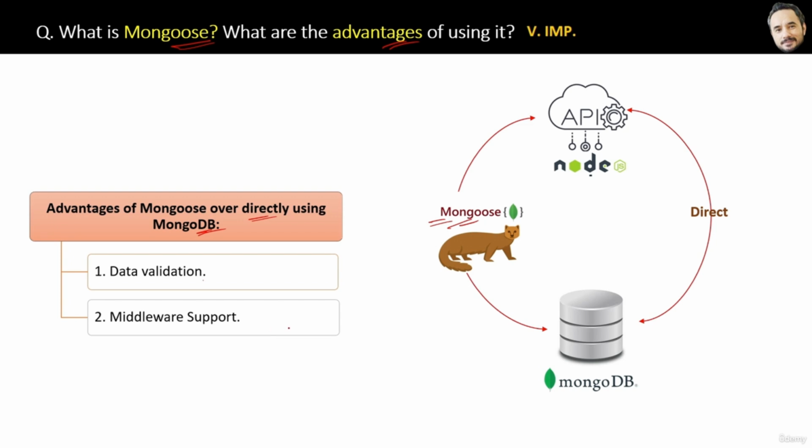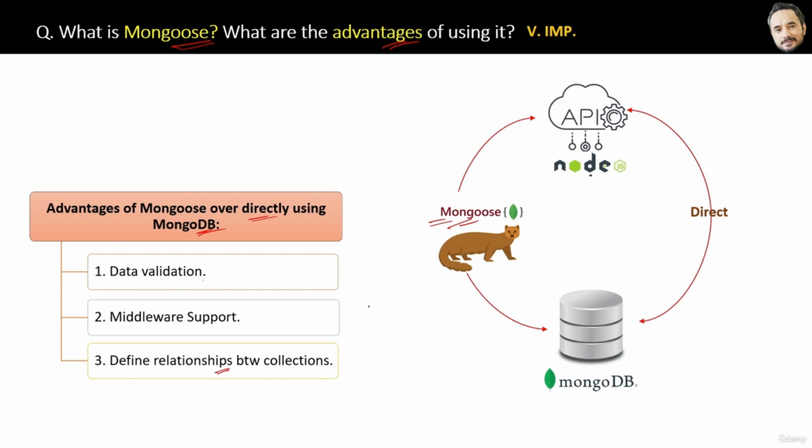And the third advantage is, by using Mongoose, you can define the relationship between the collections. Like we have the foreign key relations in SQL. I will also cover this in detail in a separate question.